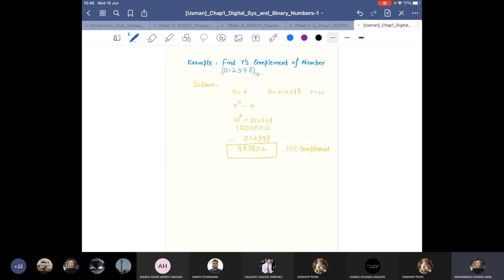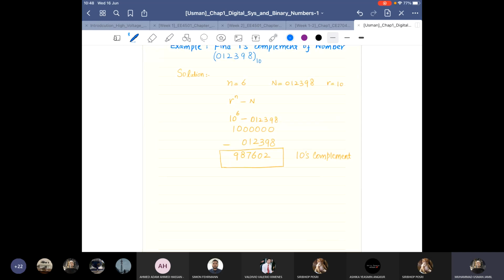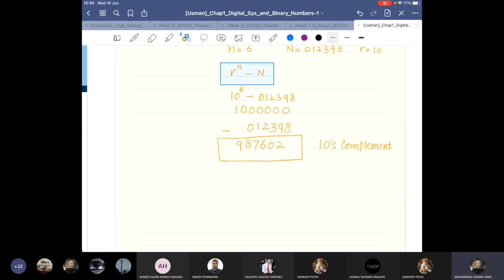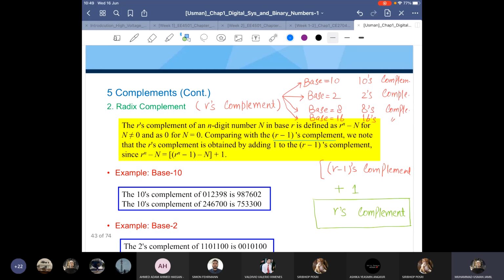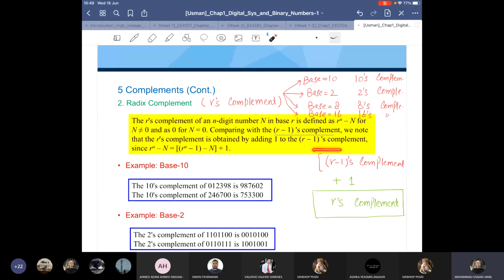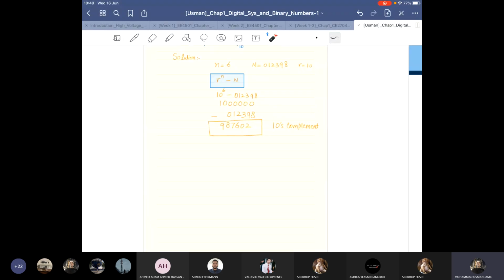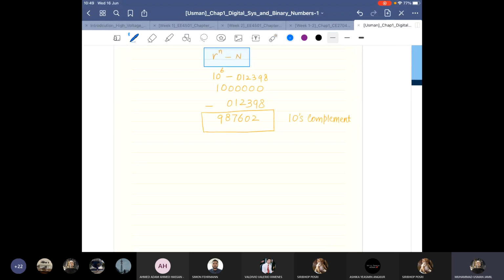Now we have another way. For this case, I followed this method, R^n minus N. Now the theory says that we can also find the R minus 1's complement, and then we can add 1. So find the R minus 1's complement and then add 1 to that digit. So we can verify this one now.